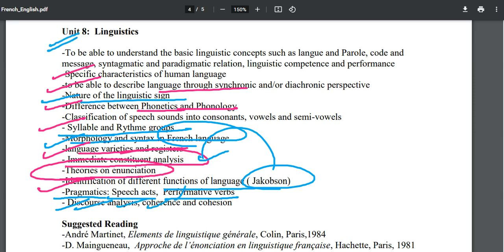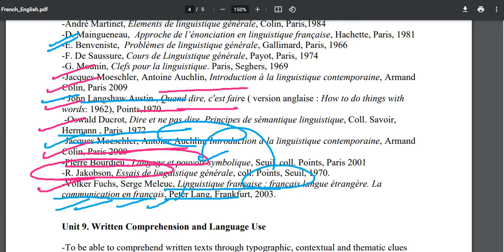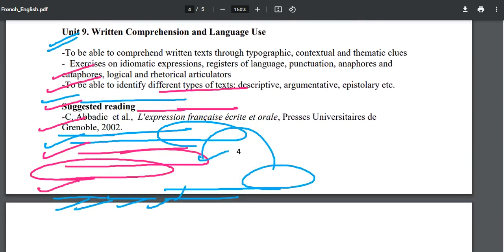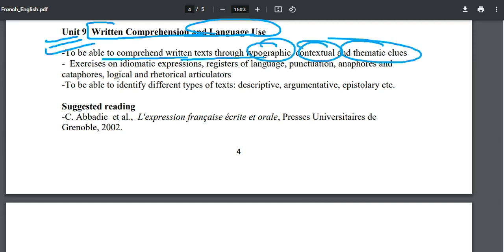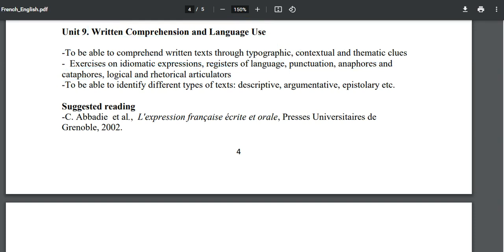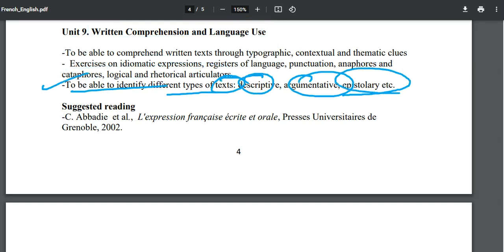Then we move on to the next, and you can do the suggested reading of all these. Alright, then unit number 9, apart from reading all these, you should refer to PYQs and rely on them more often. Written comprehension and language use, to be able to comprehend written text through typographic, contextual, and thematic clues. Exercises on idiomatic expressions, registers of language, punctuation, anaphors and cataphors, logical and rhetorical articulators. To be able to identify different types of text, descriptive, argumentative, epistolary, etc. Alright, all these fall under unit number 9.